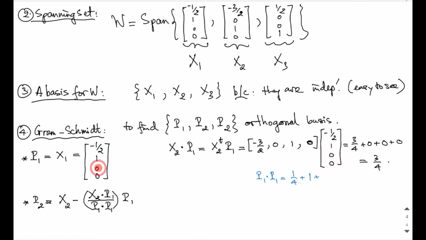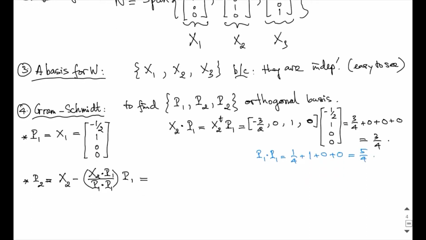And then 0 with itself, so that's going to give you 0. And of course, the last part is going to be 0 as well. So this is going to give you 5/4. And so now we are ready to substitute everything we know into the formula.